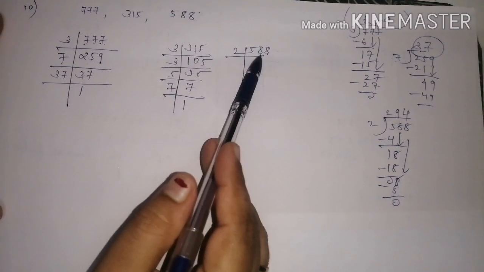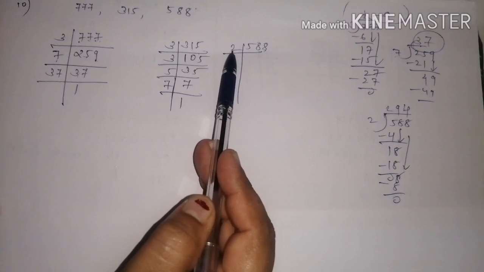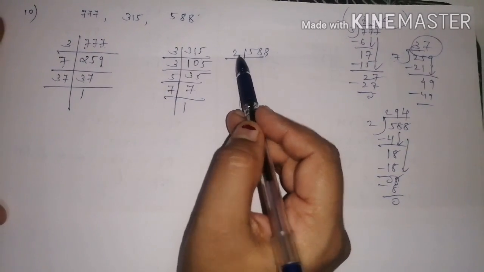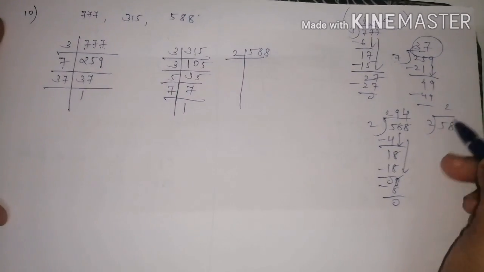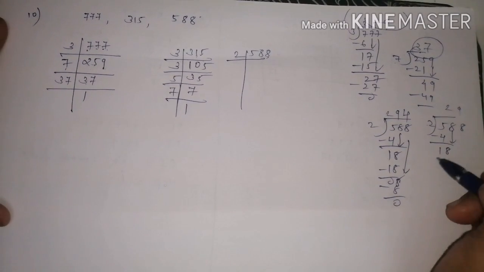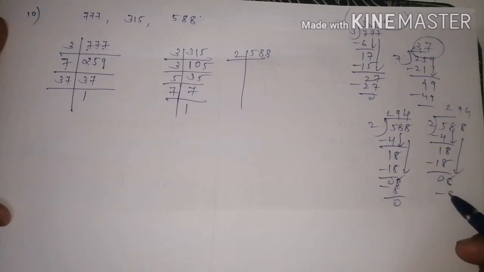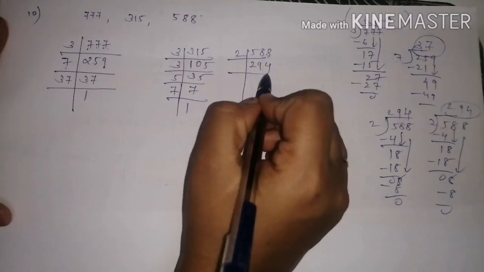Now the last one was 588. Let's find out its prime factors. Units place 8 is there, so it will definitely get divided by 2. If you divide 588 by 2, just see here. 2 2s are 4. 1 remaining. Take this 8 down. 18 it is. 2 9s are 18. Take this 8 down. 2 4s are 8. So 294.